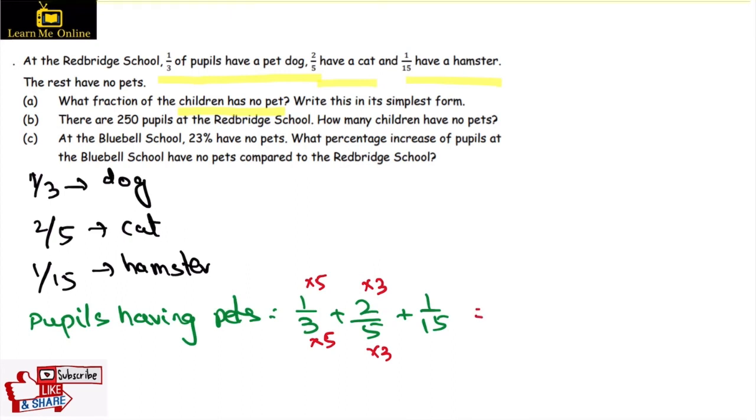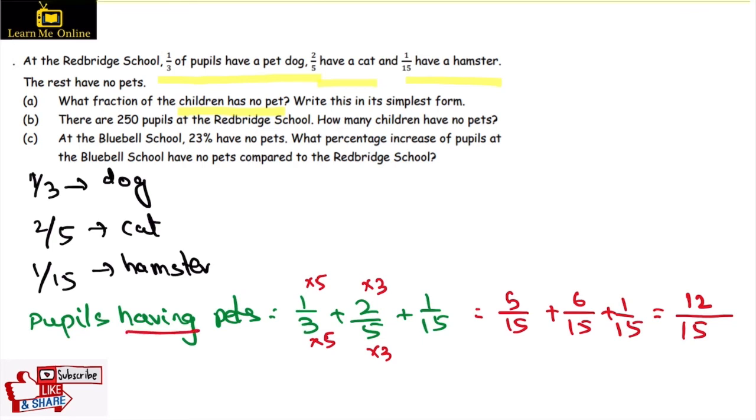So I'm going to simplify these fractions now. That would be 5/15 plus 6/15 plus 1/15. You have a common denominator, which is 15, and you add the numbers written on the top. So 6 plus 5 is 11, plus 1 is 12. So this is the fraction of the people who have pets.